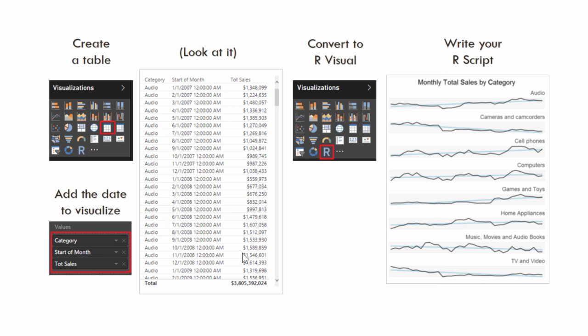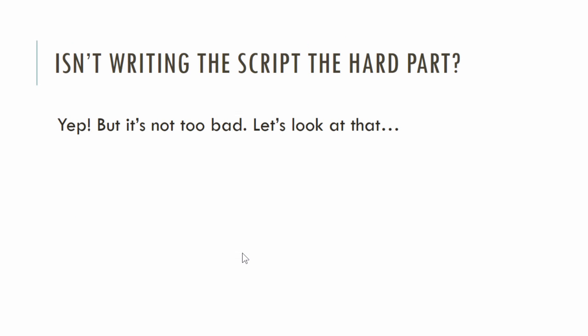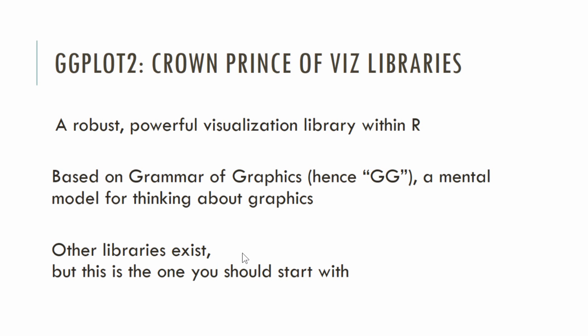We've got each category, and for every category, we've got all these different months, and for each month, we've got the sales. Perfect, that's what I want. Then you click on the R visual button and start writing your script, okay? So is writing the script the hard part? Yeah, but it's not too bad. Let's take a look at that.